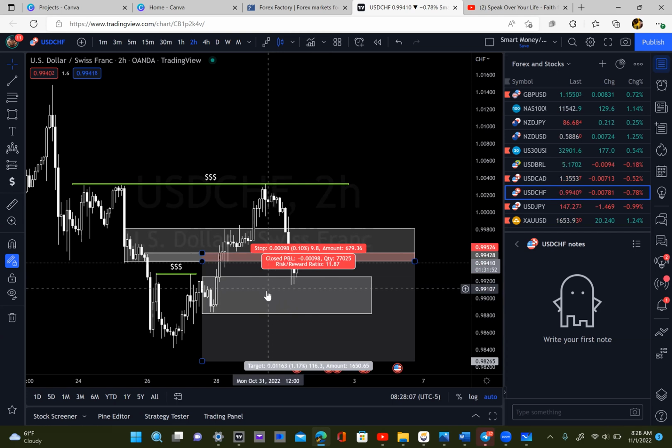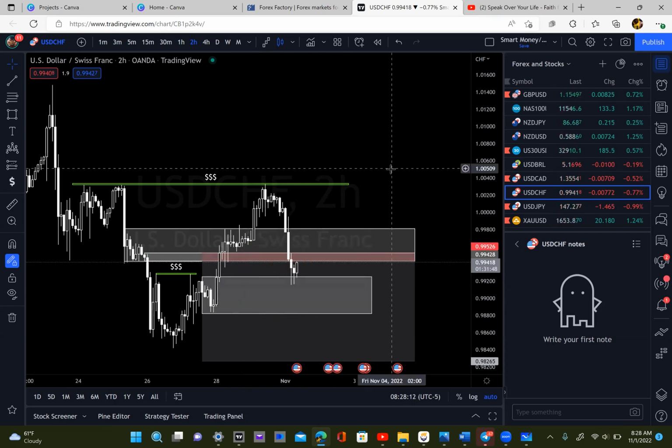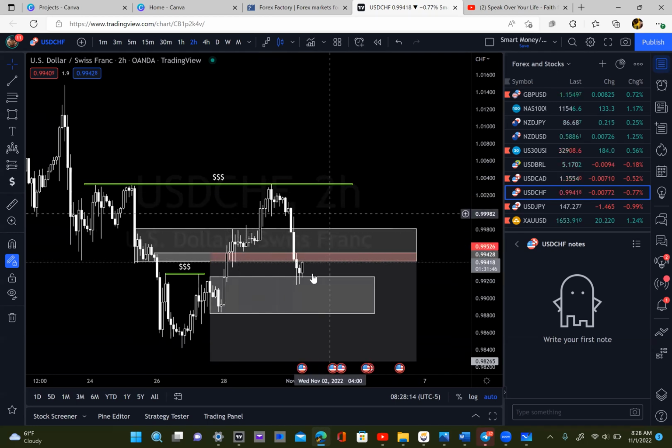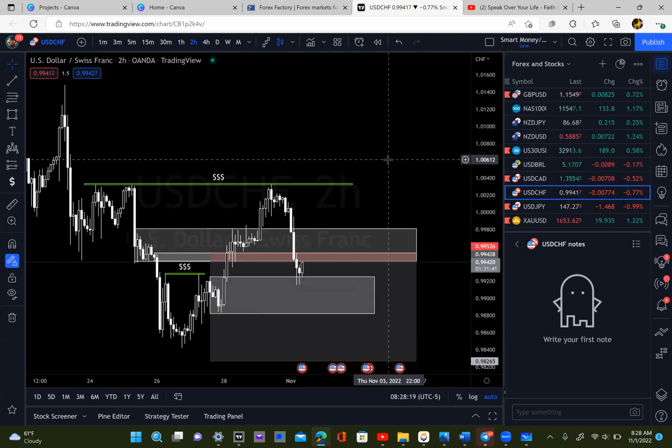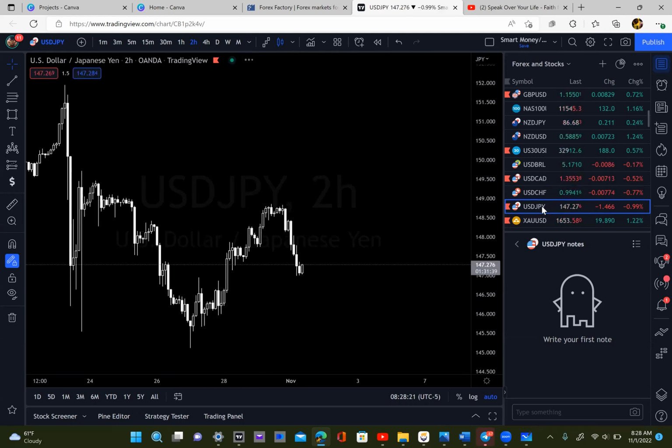Tapped it. We got a little small zone here, but it tapped this consolidation zone. We got expansion. Maybe it could come down here. I don't know. We'll see. But I don't trade this USD CHF anyway.